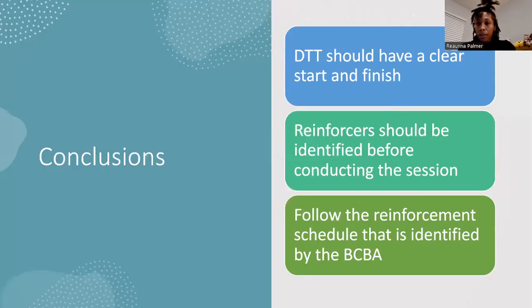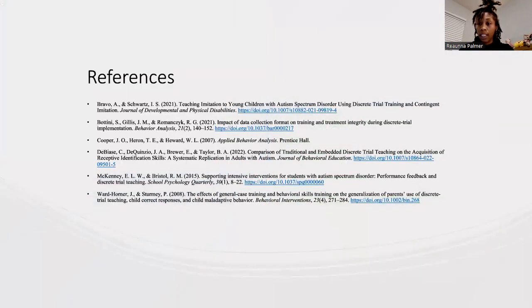And so I have just a few conclusions that DTT should have a clear start and finish. Reinforcers should be identified before conducting the session. And then we should always follow the reinforcement schedule that's identified by the BCBA. And then these are the references that I used.